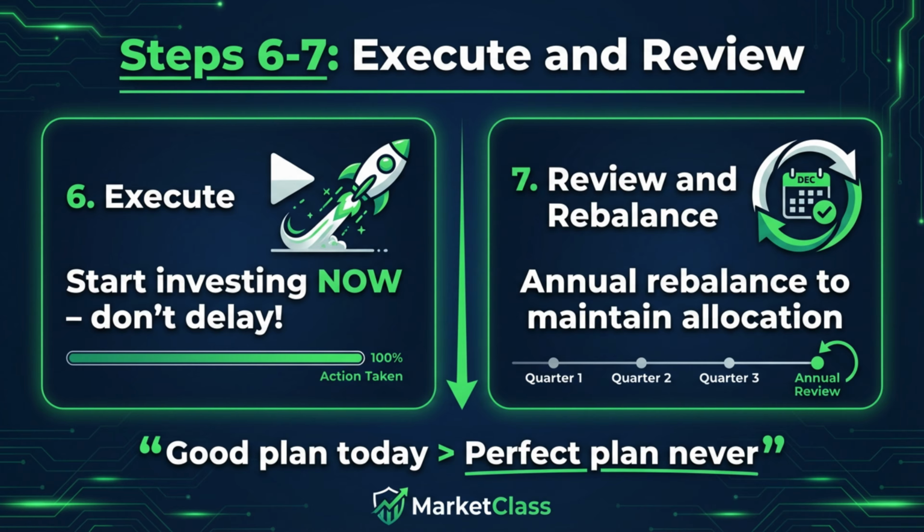Step 7 is review and rebalance. At least once a year, check if your actual allocation matches your target. If equity has done well and become 80% of your portfolio when your target was 70%, sell some equity and move to debt. This maintains your risk level.